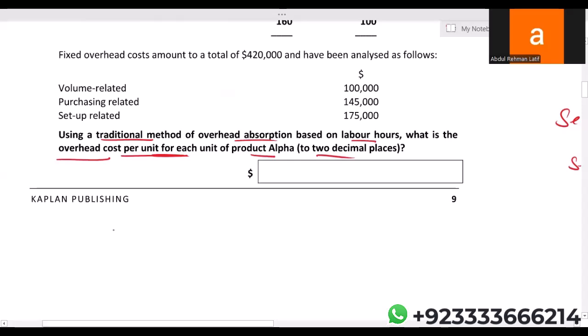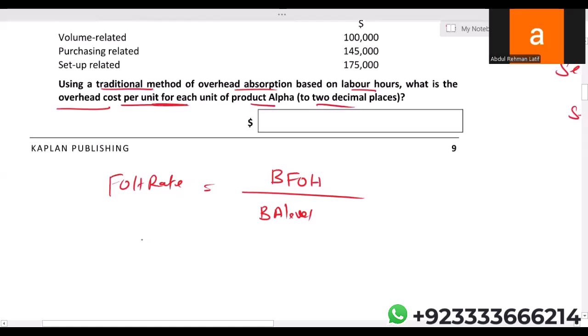If we are calculating the overhead rate on the basis of labor hours, so simply what are we going to do? We'll take budgeted overheads divided by budgeted activity level, and here the budgeted activity level will be labor hours. FOH rate, how will we calculate? We'll take budgeted FOH divided by budgeted activity level, and this time the activity level is obviously labor hours.